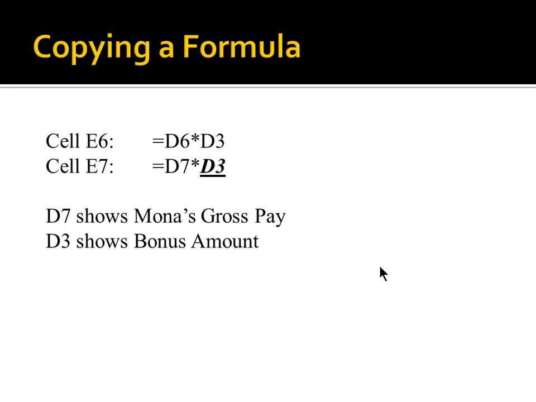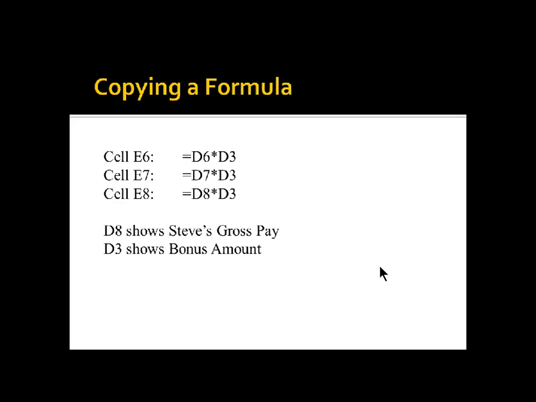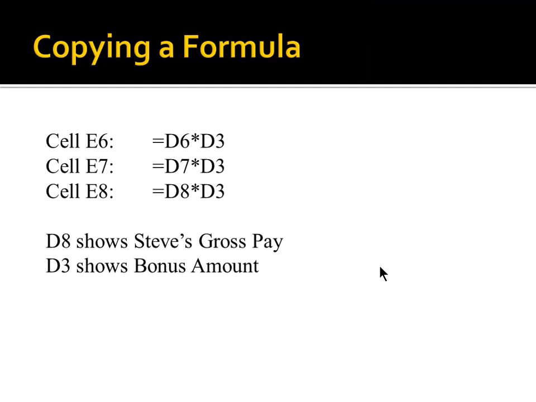D7 is Mona's gross pay, and D3 is the bonus amount. If I go to another row, now I'm looking at Steven's row, E8. Steve is on row 8. The formula should be D8 times D3, because D8 is Steve's gross pay, and D3 is the bonus amount. I'm explaining this in PowerPoint, but I will show this to you in Excel. You'll see what happens, because it just doesn't work the way you want.